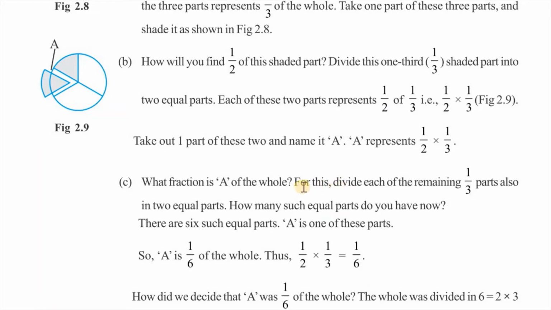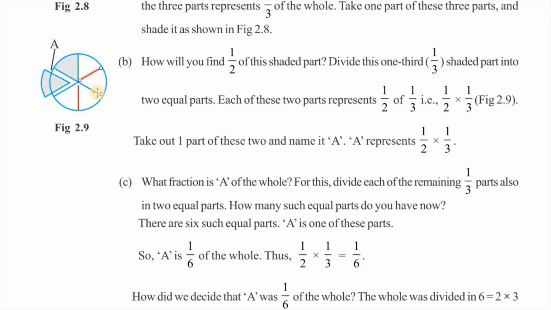Now, for this, divide the remaining 1/3 parts also into 2 equal parts. How can we tell what part of the whole this represents? You take the 2 other 1/3 and you divide them into half also. So that would look something like this. So this 1/3 you are dividing into half, and this 1/3 also you are dividing into half.